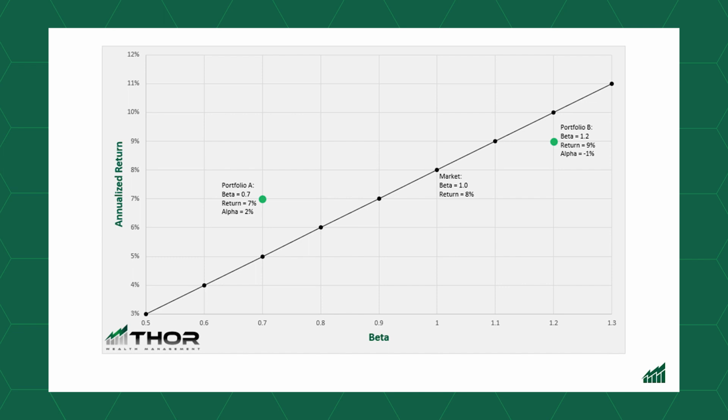So on here, you can see that the return is 1% higher than the market, but the volatility is 20% higher. So you should be expecting a return of 10% based on your volatility. You're getting 9%, and your alpha is a negative 1%. So based on this chart here, Portfolio A is doing a much better job on a risk-adjusted basis than Portfolio B. Even though it's underperformed from a return standpoint, risk is important.